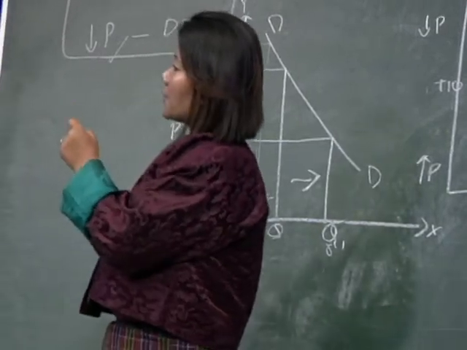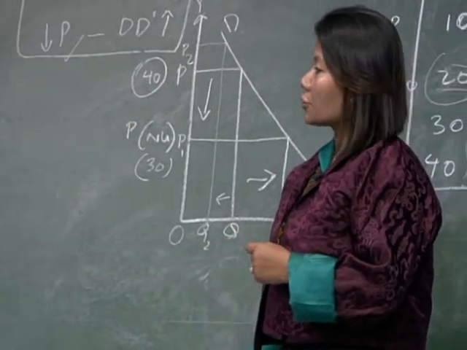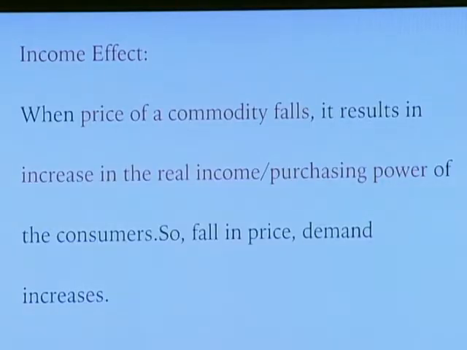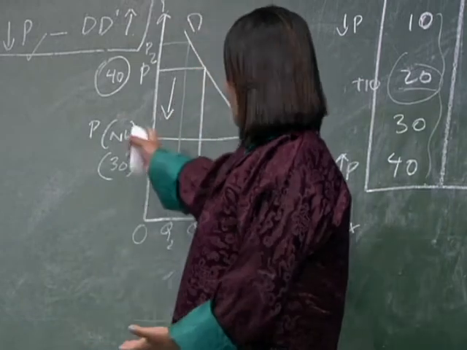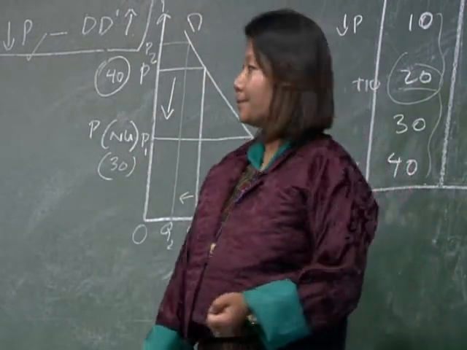Once again, when price of a commodity falls, it results in increase in the real income or purchasing power of the consumers. So fall in price, demand increases. Because see, now I can save 150 more because the price of the mango has fallen to 100. So maybe I can buy more, all right? So lower the price, more the demand, all right? I hope you got it.